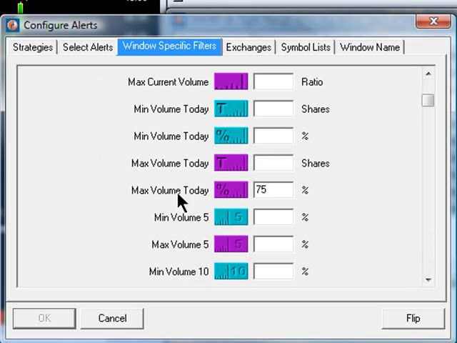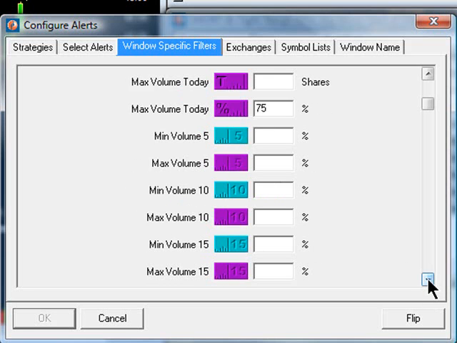We have a max volume today of 75%. This means that at the time that all of the filters are being met, the stock is only trading 75% of its average volume for the day. That means at most. All this means that there's not a particularly large volume spike at this time, and that means that the volatility is slowing down. Again, this is a max volume today filter set at 75%, so it's at most 75% of the average volume. Let's continue down.